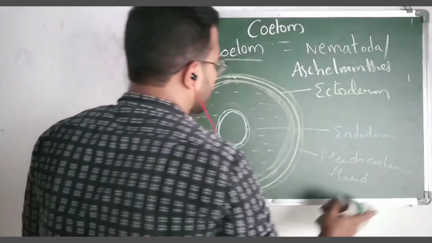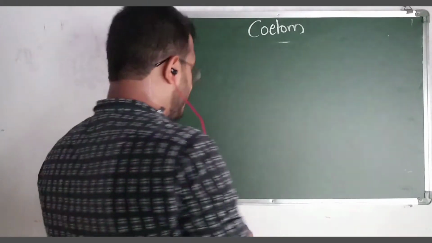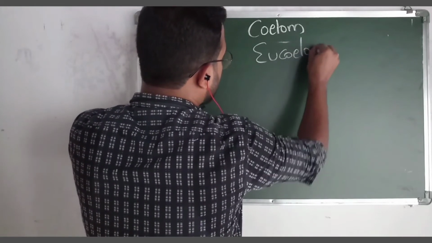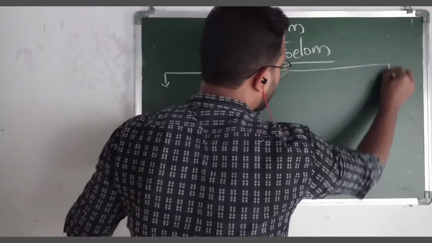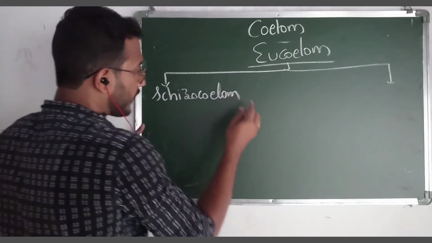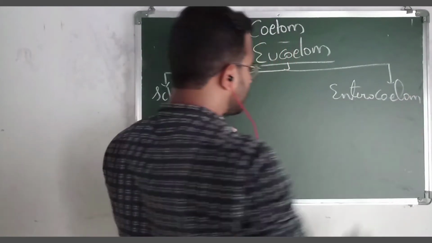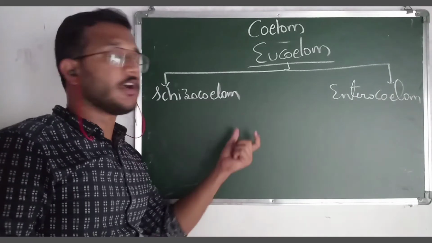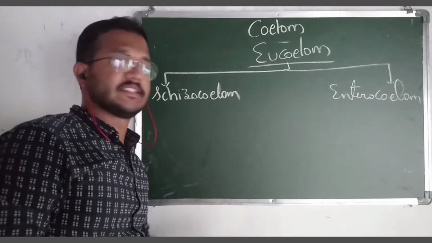Now we are going to the true coelom, that is eucoelom. In this eucoelom, we discussed that there are two types. One is schizocoelom and the other one is enterocoelom. So first of all, we will see how they form in common, and we will see the minute difference between these two. Because anyhow these are called true coelom, eucoelom. But why we have two, schizocoelom and enterocoelom, we will discuss in brief.